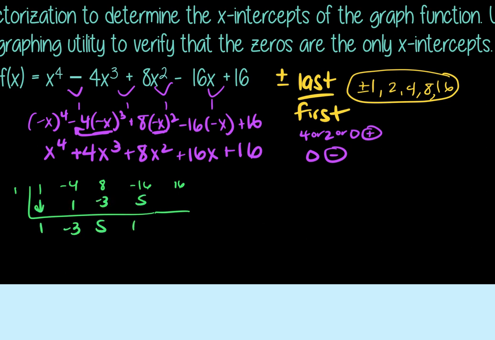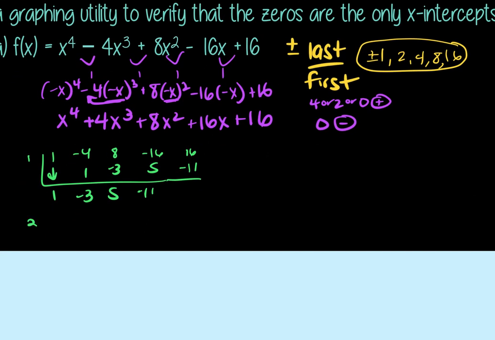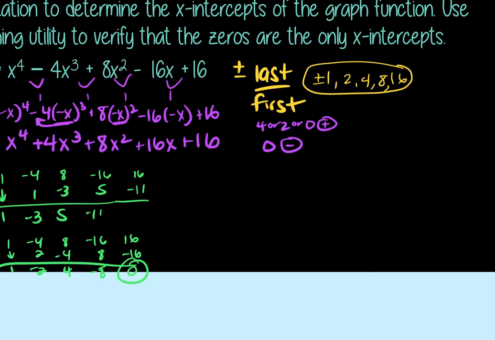Doesn't work. -11, -11. So go to 2. 2, 1, -4, 8, -16, 16. 2, -4, 8, -8, -16. So 2 worked. That's one of our roots.